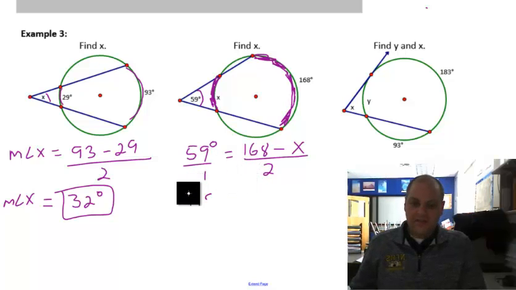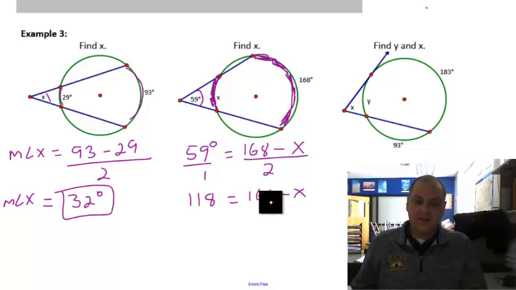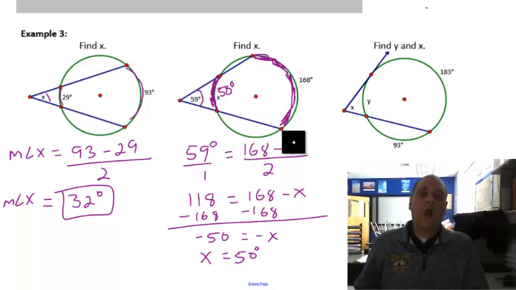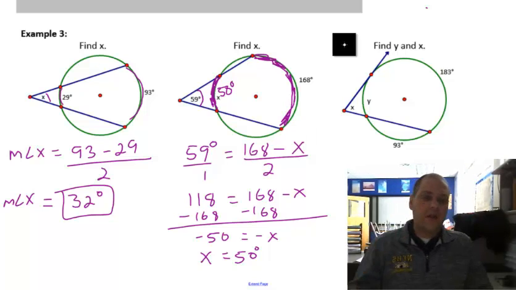So I get 118 equals 168 minus X. And then I'm going to subtract 168. That gives me negative 50 equals negative X, so therefore X is 50. So I know that this must be 50 degrees. I solve for the arc. So you can solve for the arc with the same formula. Sometimes they give you the angle, you got to find the arc.